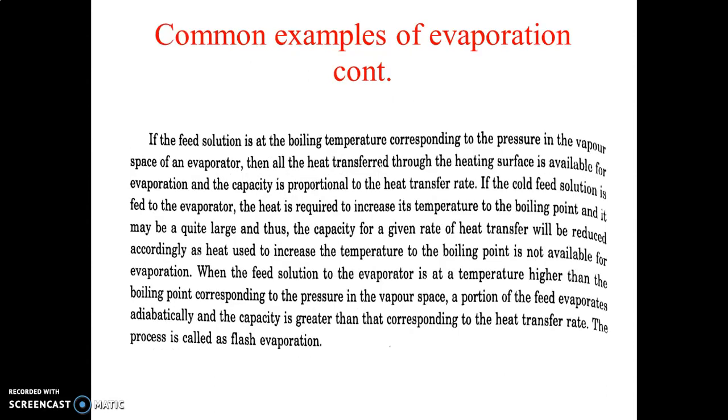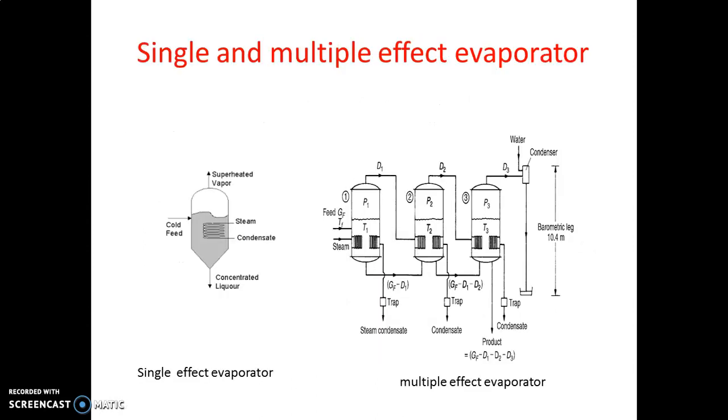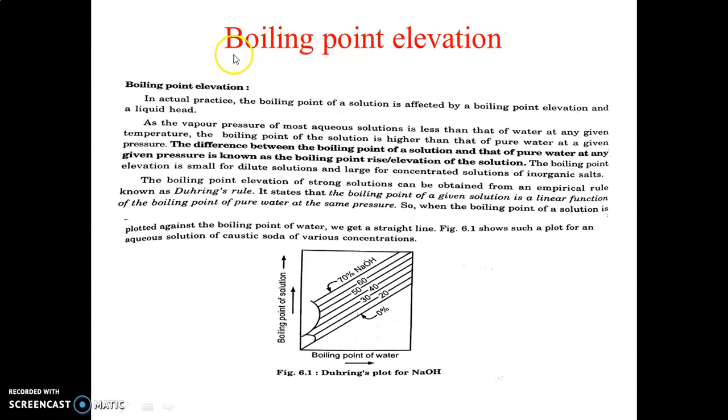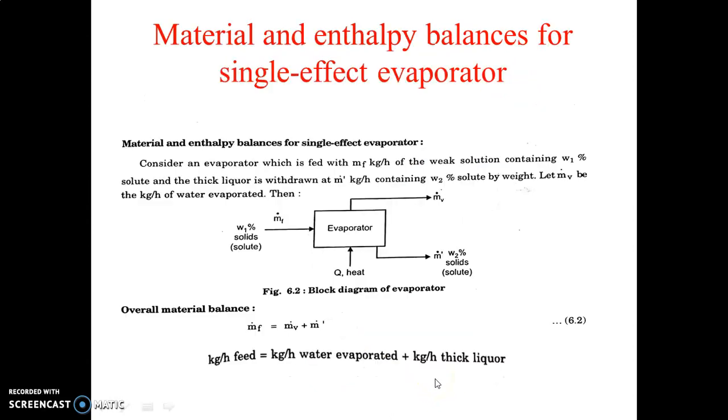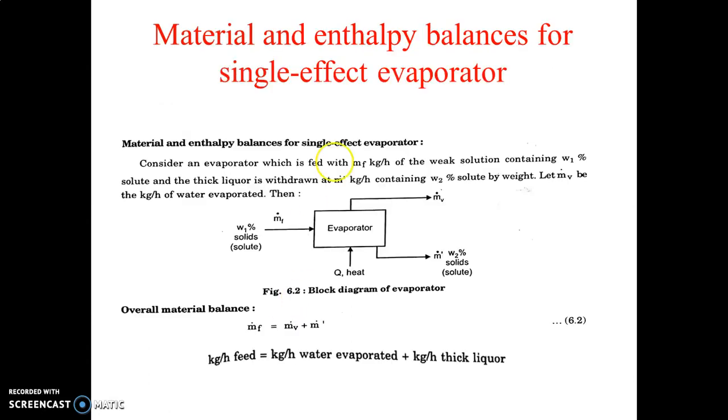So here I want to conclude this lecture. Today's lecture I discussed evaporator economy, the definition, then the methods of increasing the economy of the evaporator, and then I discussed the definition of boiling point elevation and the Duhring plot, and at the end of the lecture I discussed the material balance for the single effect evaporator, that is the overall material balance and the material balance for solute. In the next lecture we will discuss the enthalpy balance for the single effect evaporator and types of evaporators.